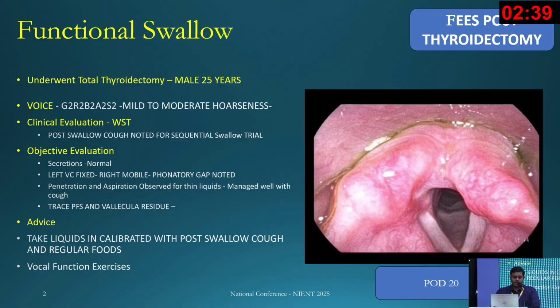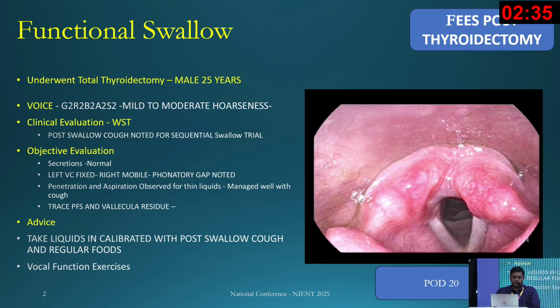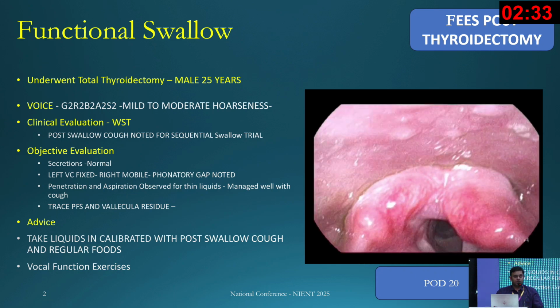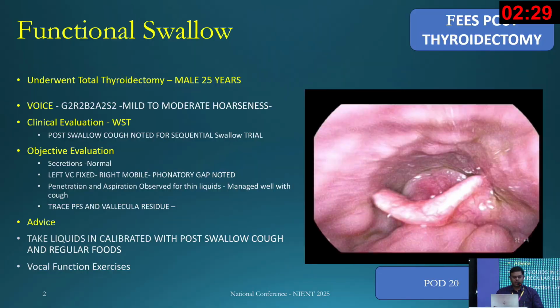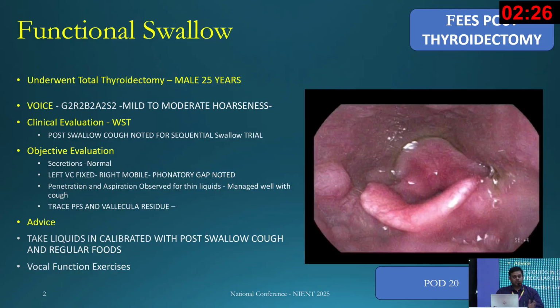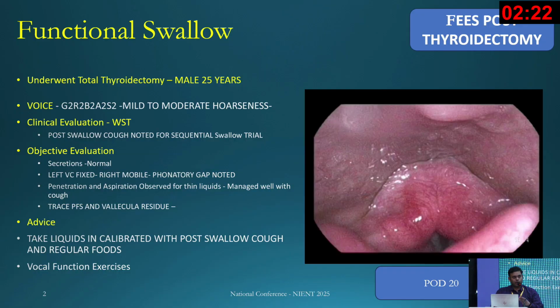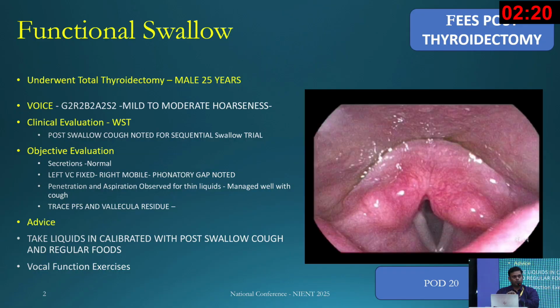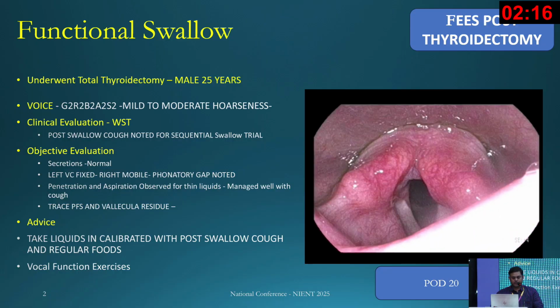As you can clearly see, the patient had very mild penetration, which was very well managed with just a simple post-swallow cough. So that's why this kind of test is very much essential to understand if any of these issues are there, and it helps us give advice. The patient was advised to continue an oral diet with a small post-swallow cough strategy, and we also initiated vocal function exercises in these patients.